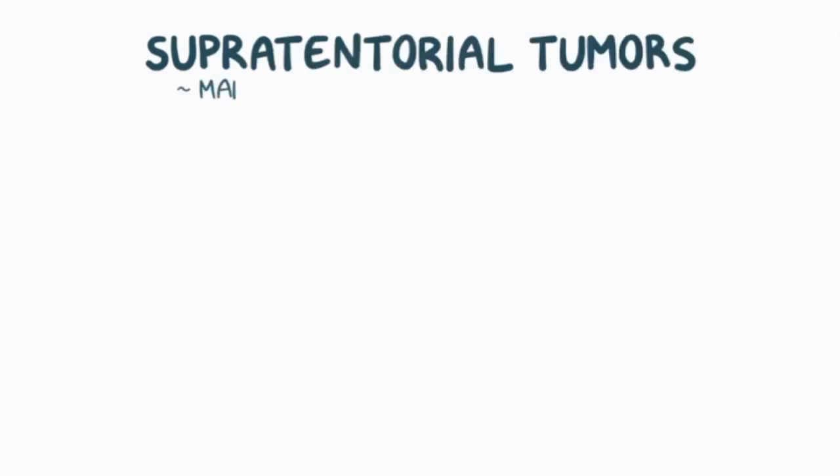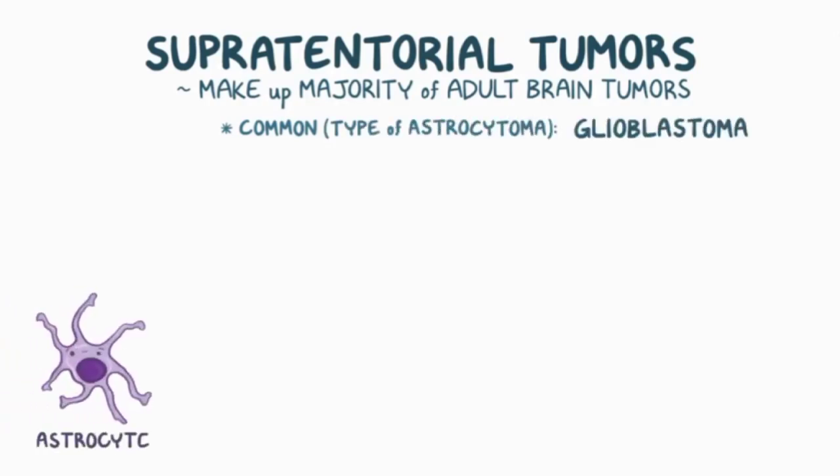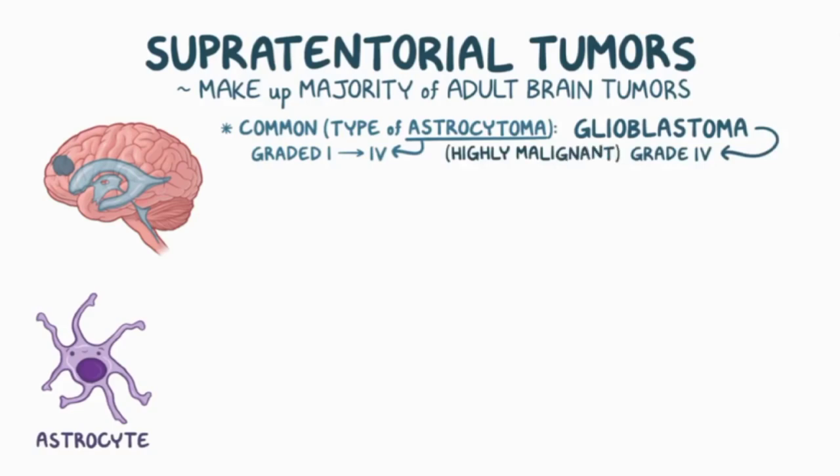Supratentorial tumors make up the majority of adult brain tumors. A common one is a type of astrocytoma called a glioblastoma. Because astrocytes are found throughout the brain and the spinal cord, astrocytomas can form in all of these locations, but glioblastomas are mostly in the cerebral hemispheres. And while astrocytomas can be graded 1 through 4, glioblastomas are only grade 4 because they're highly malignant.